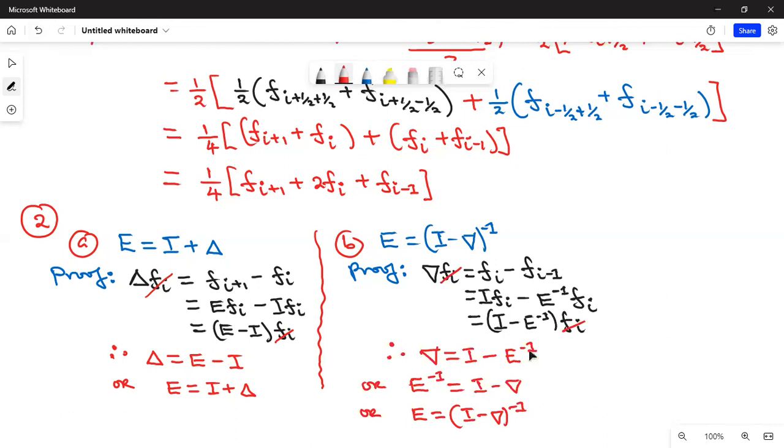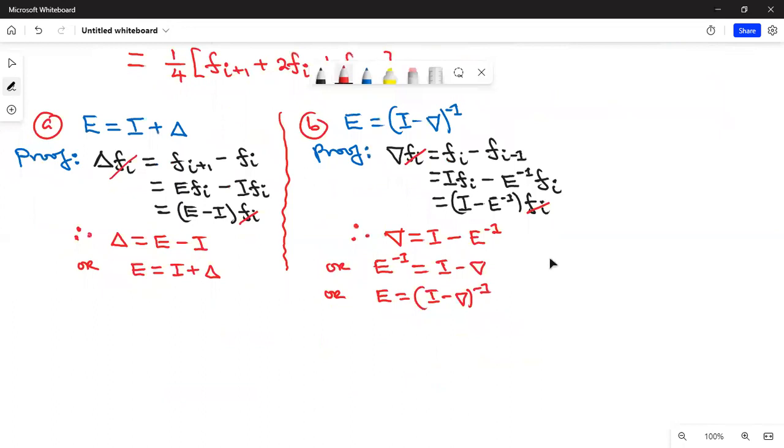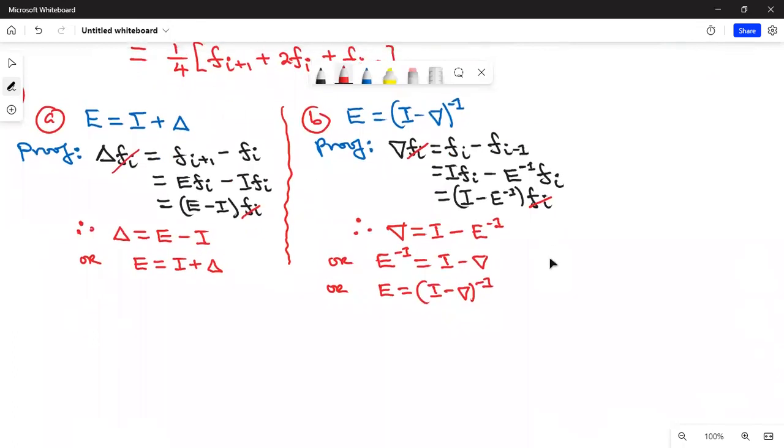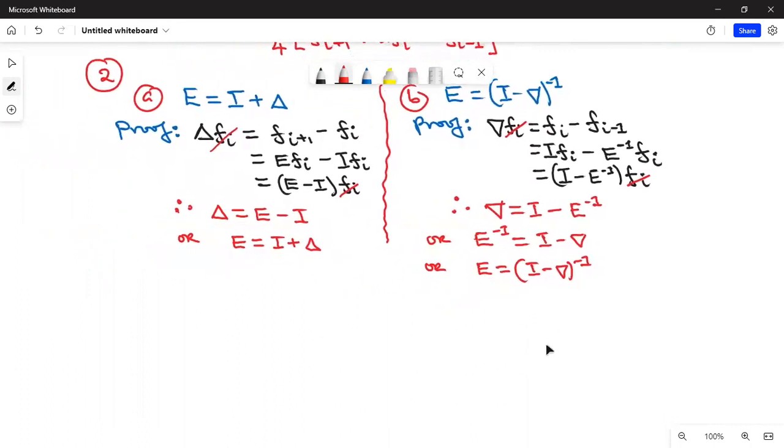The other part is part C. Part C, we can do it here. That is part B. Let's write part C here. In this part, we need to show that the second central difference, or second order central difference, is equal to forward difference minus backward difference.